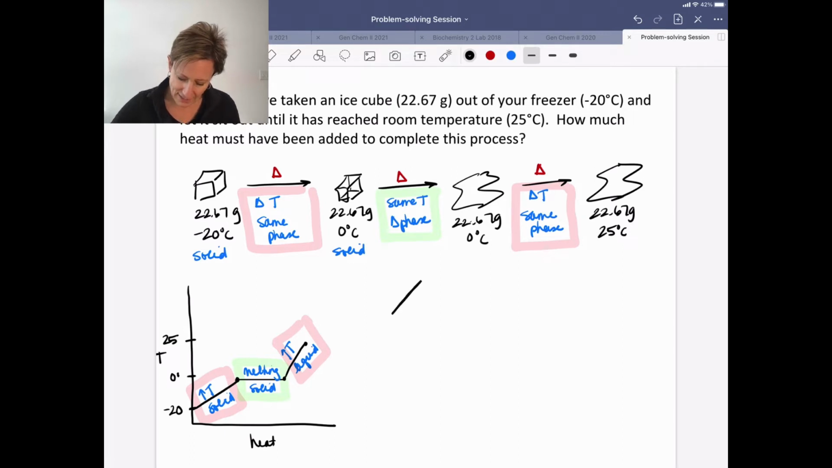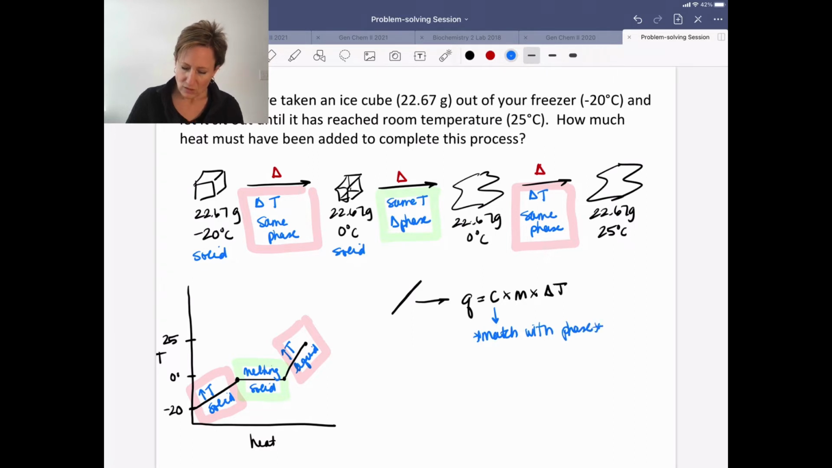If I have a line that looks like this, where I'm changing the temperature but keeping the phase the same, the calculation that I'm going to use is heat is equal to C times M times delta T. It's important that I put the right pieces of information in here. C is going to be the specific heat capacity, but I must match this with the phase that I am in. Okay, noting here that we've got situations where we've got a solid that we're warming up, and we're going to need to use a specific heat capacity that's unique to a solid.